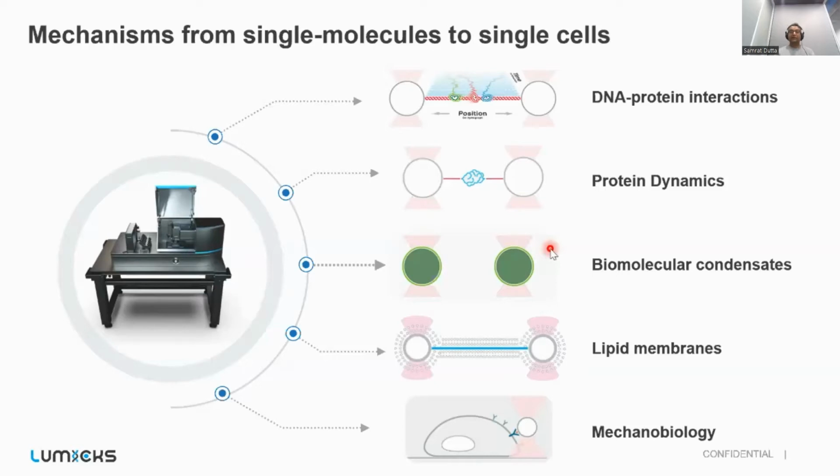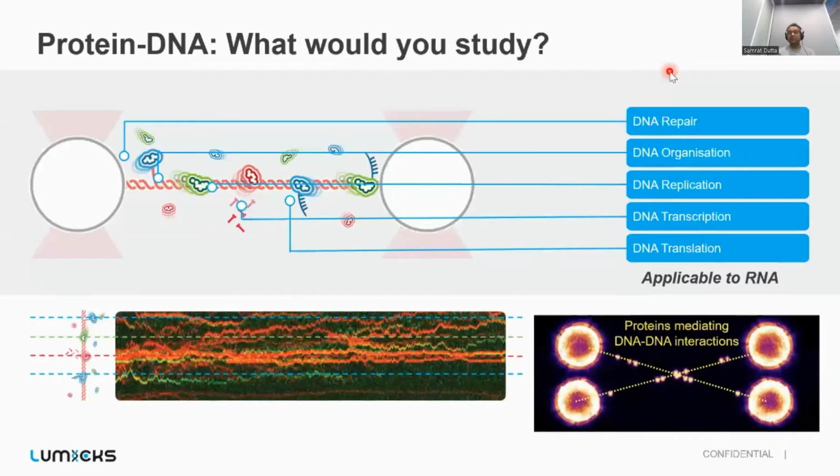So over the past 4 or 5 years, the C-trap has been used to address multiple questions in biology, not only limited to these. And I'm going to talk about a few of these applications today in this talk. So I will start with protein-DNA interaction. The C-trap is extensively used to study protein-DNA interaction to address multiple questions from DNA repair to DNA transcription.